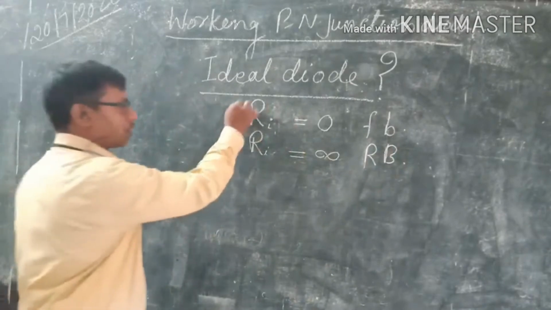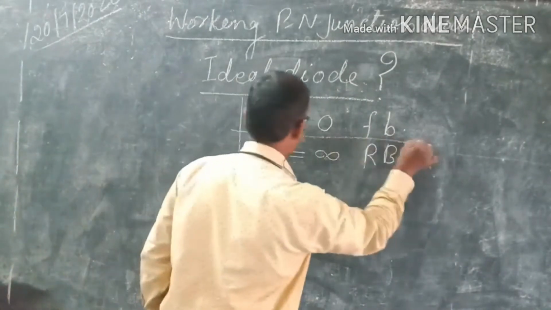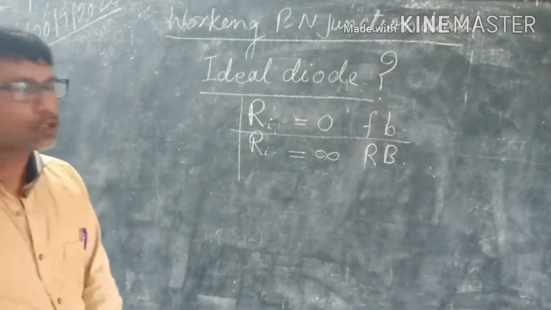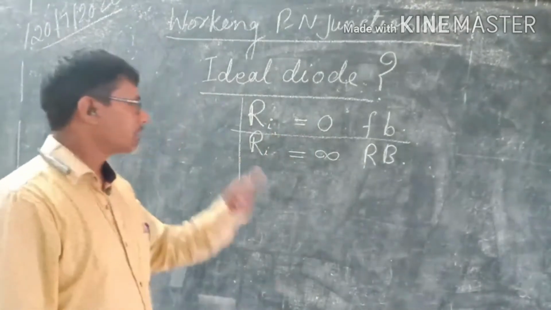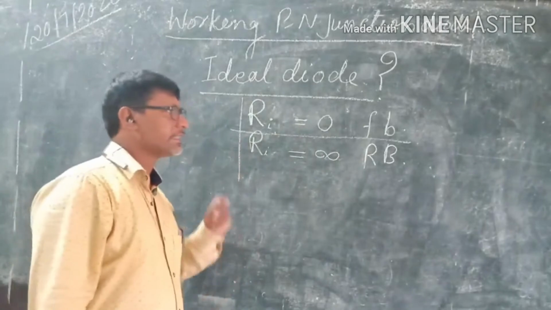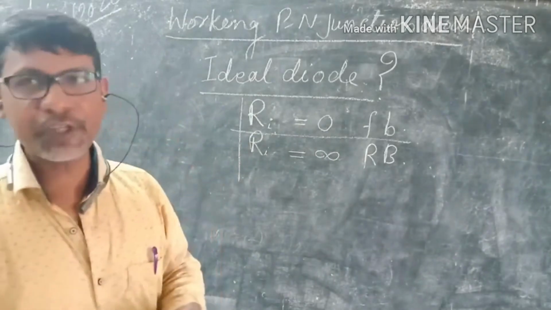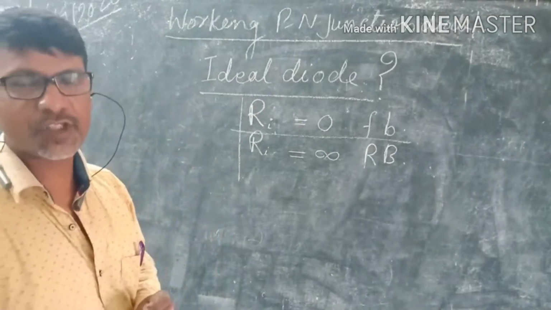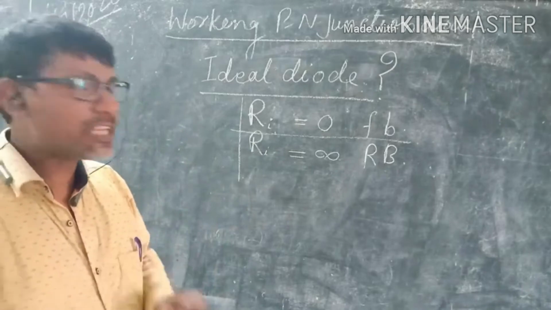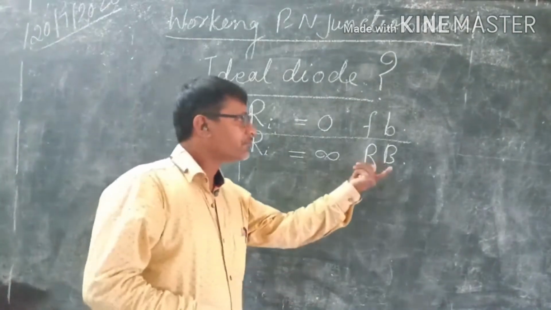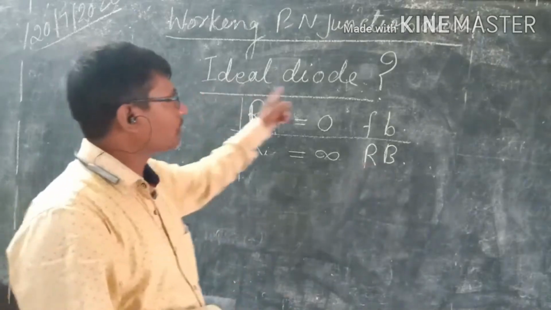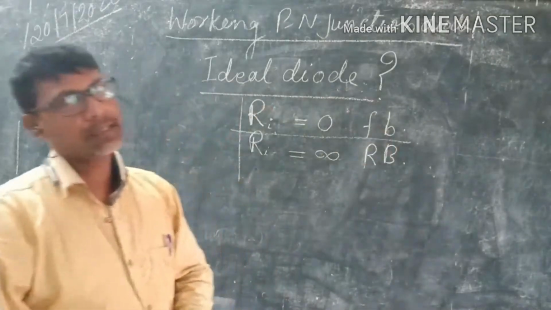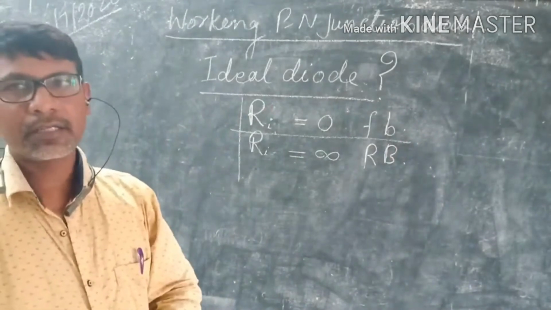So these are the two conditions. The first condition is the resistance of the diode is equal to 0 during the forward bias, and the resistance of the diode is infinite, provided by the depletion region, in the reverse bias. These two conditions make a diode ideal.